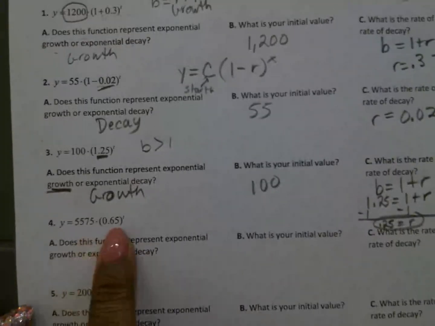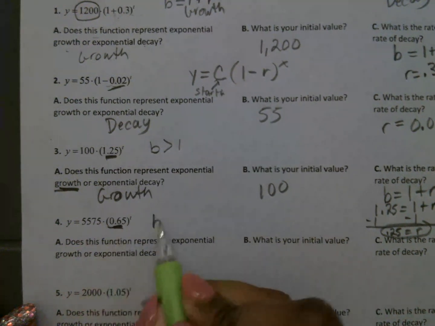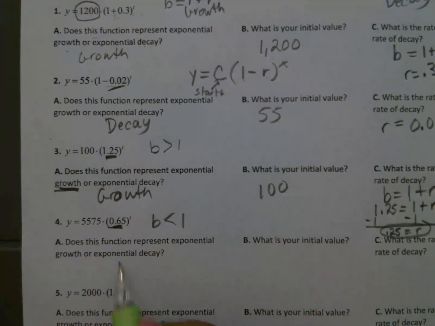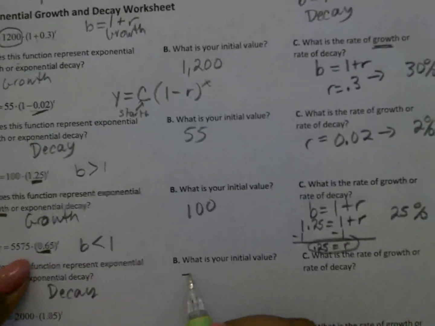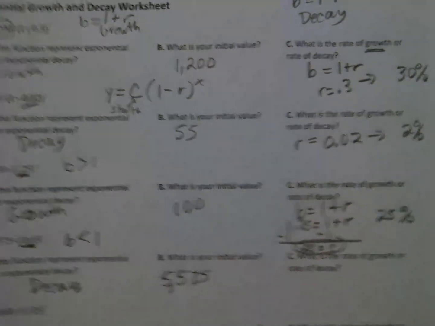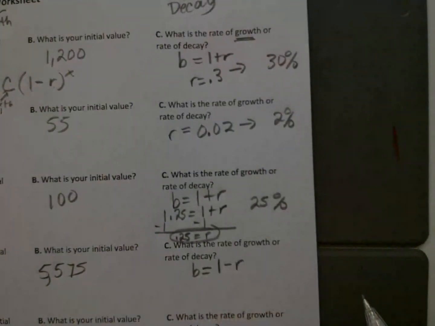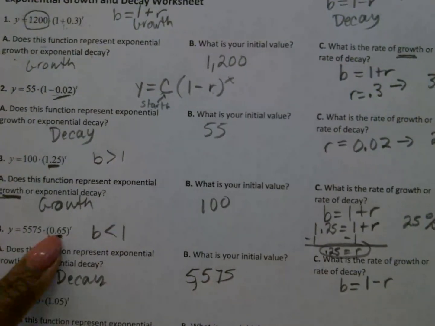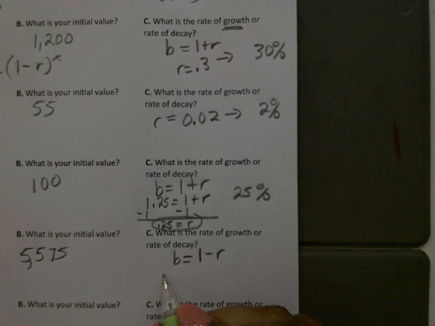All right. Let's look at one like this one. Your B here is less than 1. So this is decay. Okay. The initial value is 5,575. Okay. And you're going to use the decay formula. B is equal to 1 minus R. So we're going to take the B and we're going to plug it in for B here, which is going to be 65 hundredths.